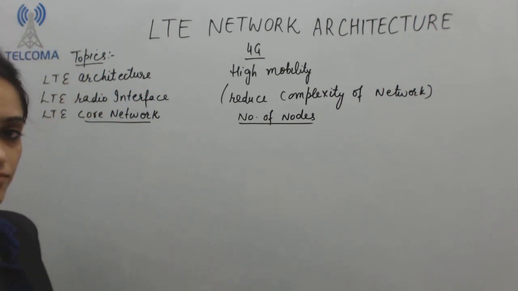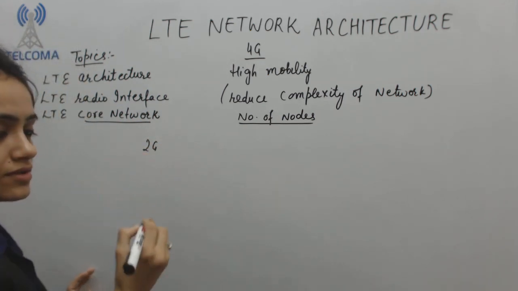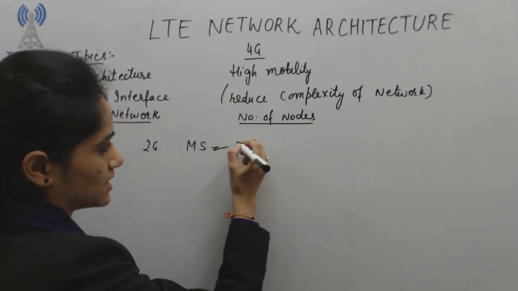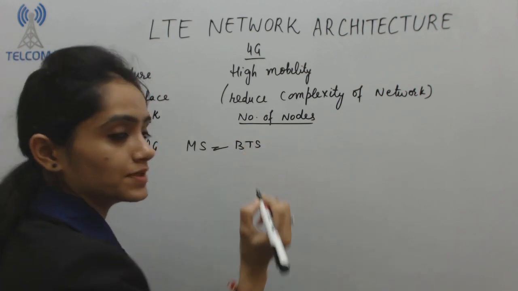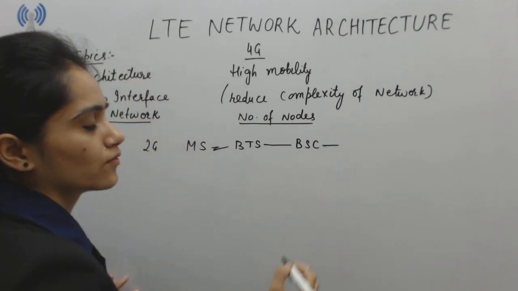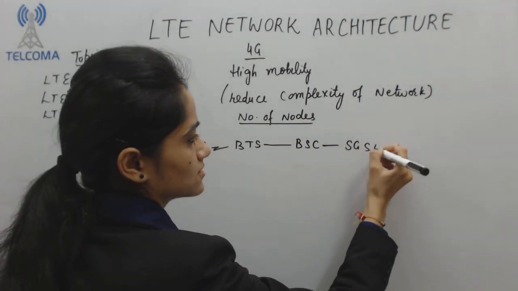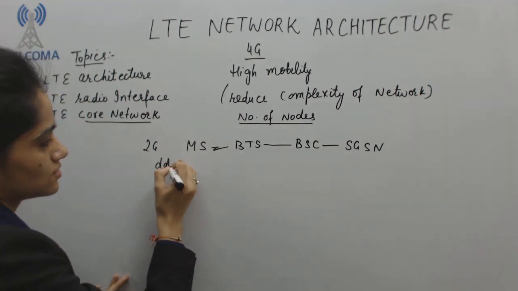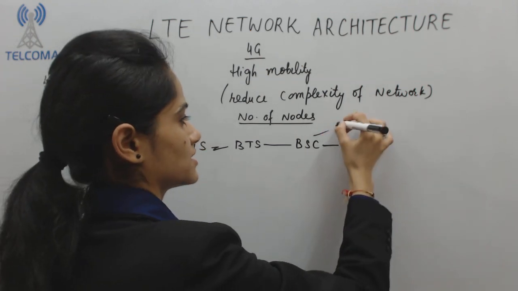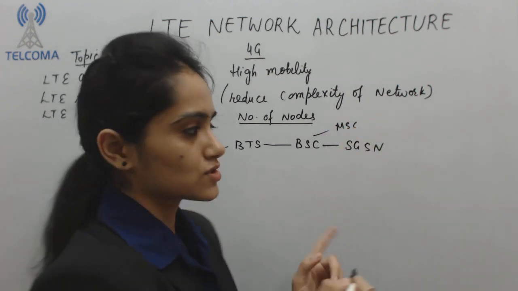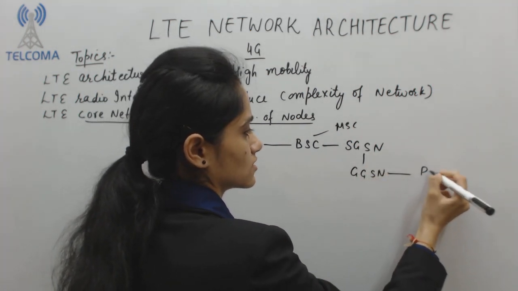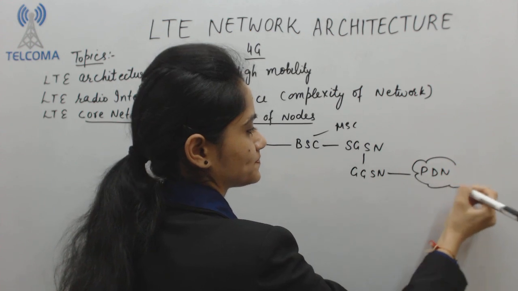I will compare with the older technologies, like 2G. In 2G, there is a mobile station. This mobile station is attached with the help of the air interface to BTS, BTS to BSC, BSC to SGSN. We are concerned here with data, so I will write only data entities here, because for voice we have a separate controller, the MSC. So SGSN is connected to GGSN, and this gateway is connected to the external public data network.